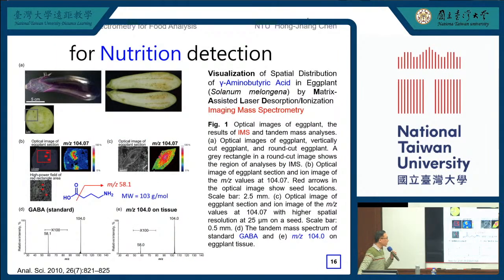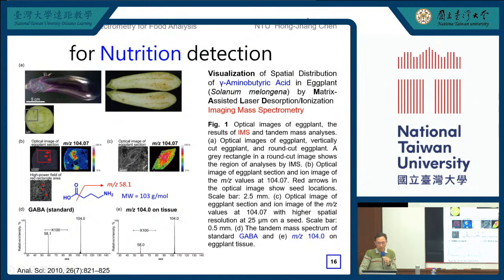So this one is for nutrition. If we want to detect a target, or we want to measure the nutrient we focus on, we also can use MS technology. In this case, they talk about GABA, gamma-aminobutyric acid. GABA is a bioactive compound, I'm not sure, to prevent some diseases or to promote health. So they want to know how much GABA is in the eggplant.